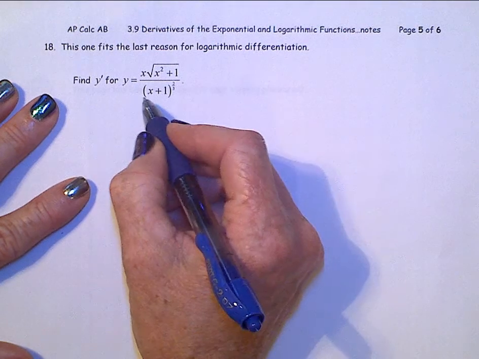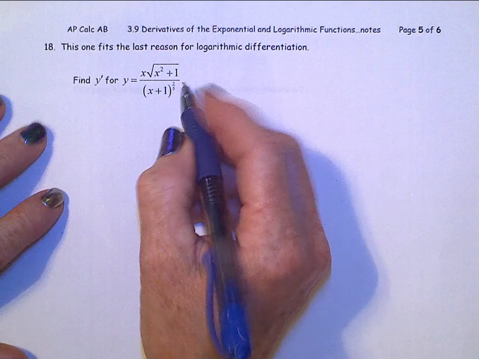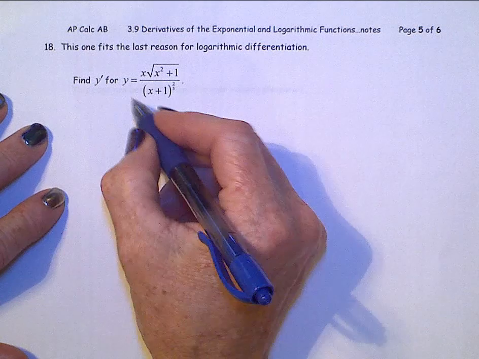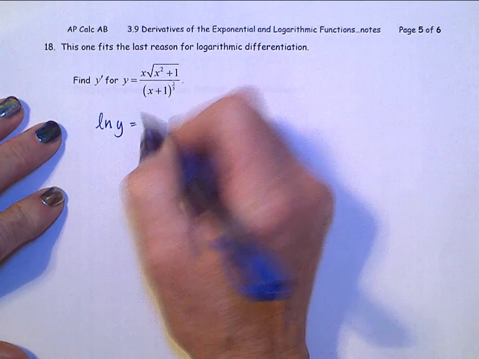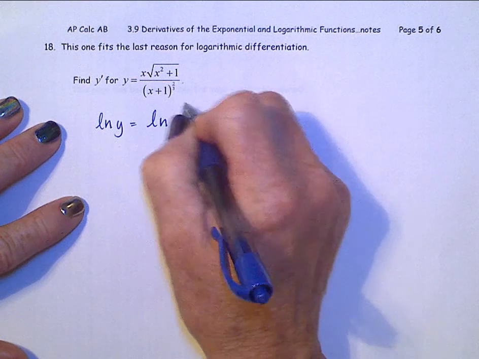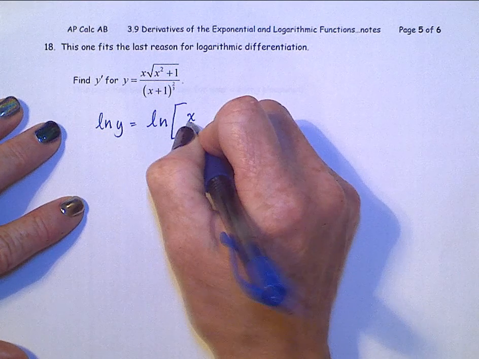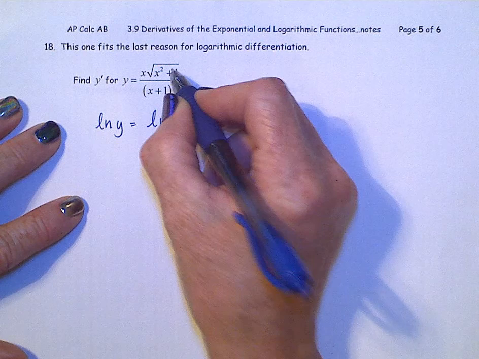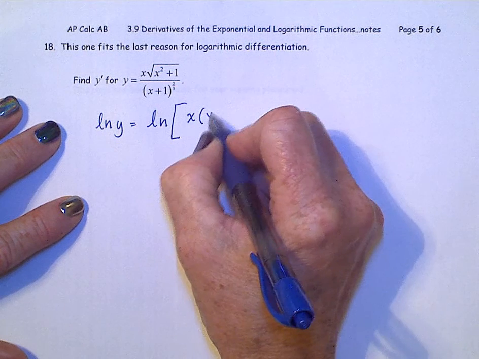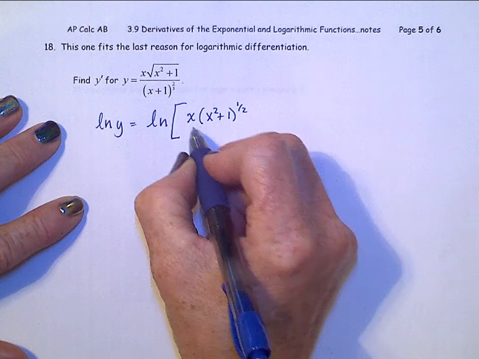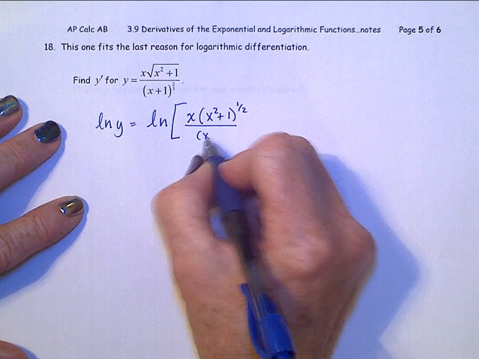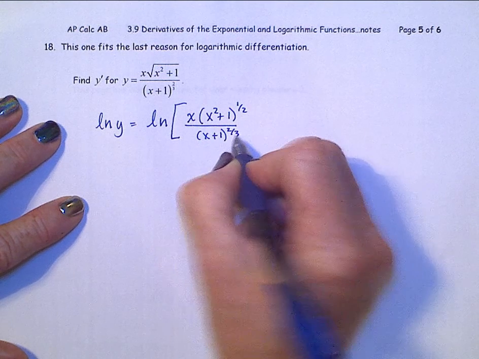So let's start. The first thing that we're going to do is to take the natural log of both sides. So the natural log of y is the natural log of x times, well, I know I'm going to have to get rid of that square root, so I might as well do it right now. x squared plus 1 to the half over x plus 1 to the 2/3.